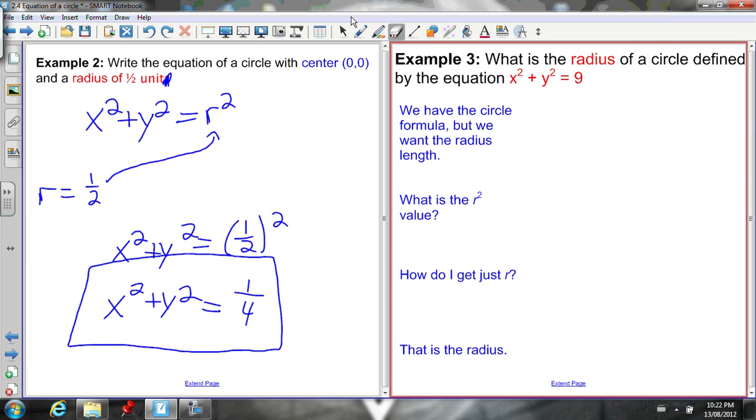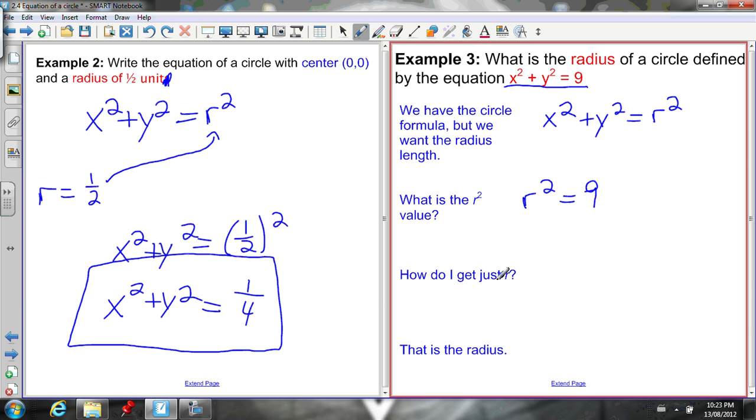Alright, let's do another example. What is the radius of a circle defined by the equation x squared plus y squared equals 9? Okay, so we're working backwards now. So we know the equation of a circle is x squared plus y squared equals r squared. But right here, I've got the equation of this specific circle. Instead of an r squared, I see a 9. So I know my r squared value is 9.